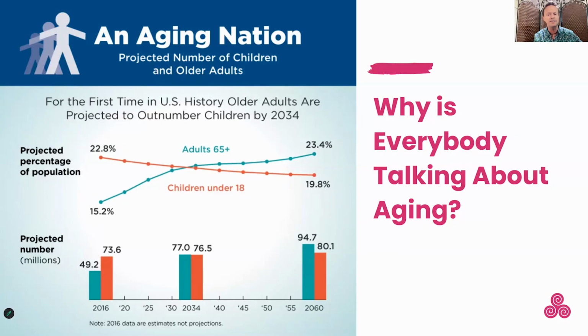The US Census Bureau projects that more than 20% of the population will be over the age of 65 by the year 2030. That's an increase of almost 50% from 2016. By 2034, adults age 65 and older are projected to outnumber those under 18 for the first time in US history. That's only 9 years away.